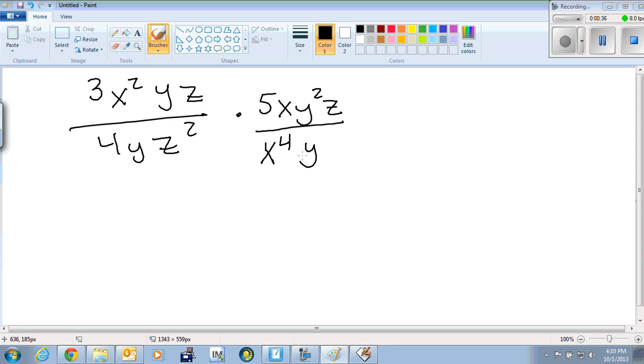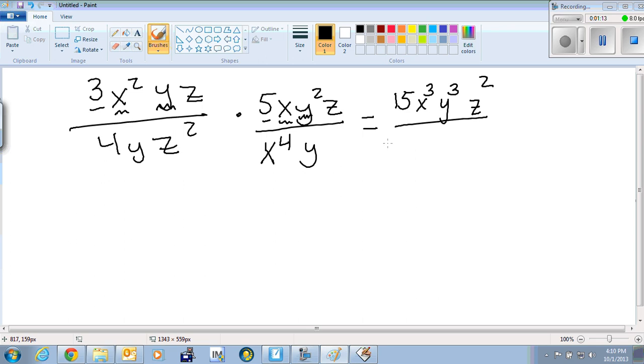Alright, when you've got two things like this where you just have fractions being multiplied to each other with no addition or subtraction, all you need to do is multiply the two tops together and then multiply the two bottoms together. So when we look at the top, we've got this 3 times this 5, which is going to get us a 15. We've got x squared times x, which gets us x to the third. We've got y squared and y, that's going to get us y to the third as well. And then we've got this z and this z right here, which is going to get us z squared.